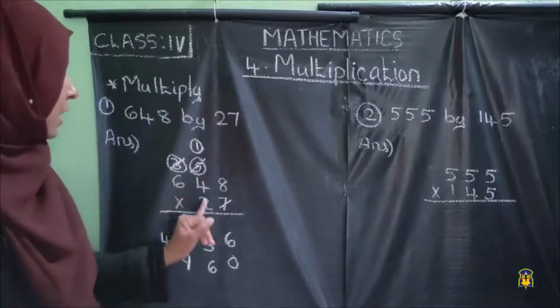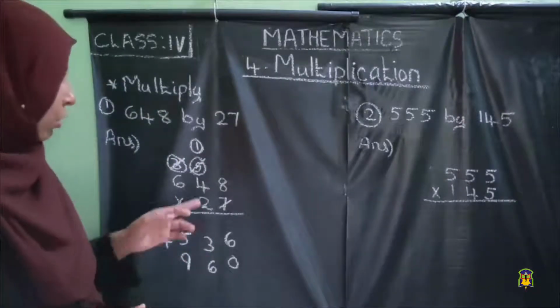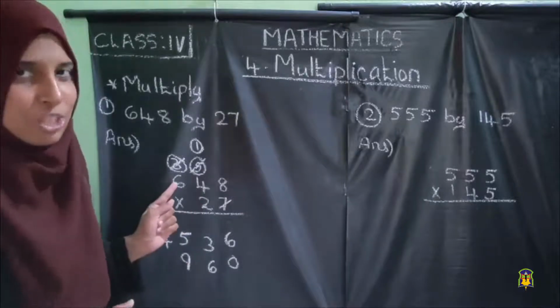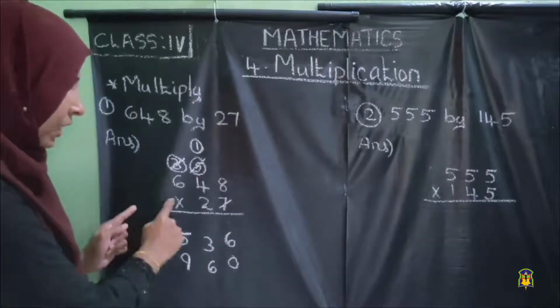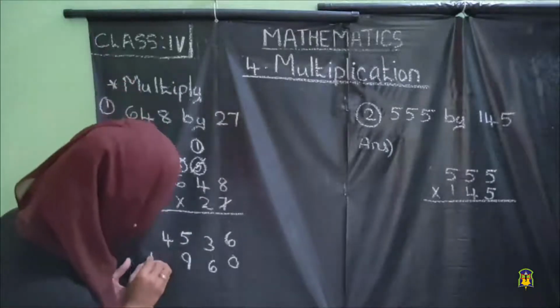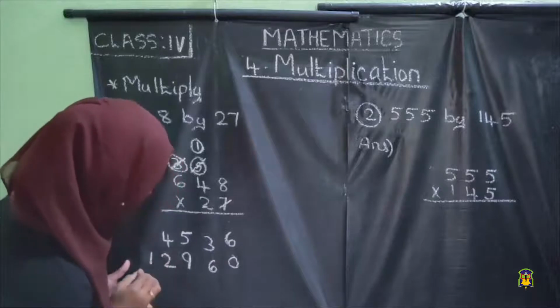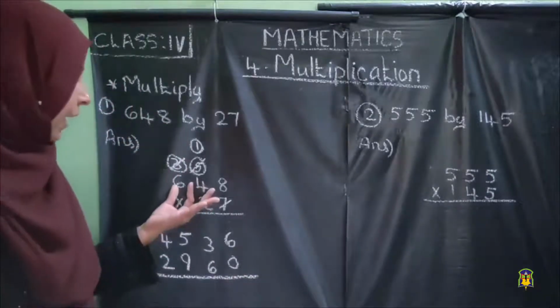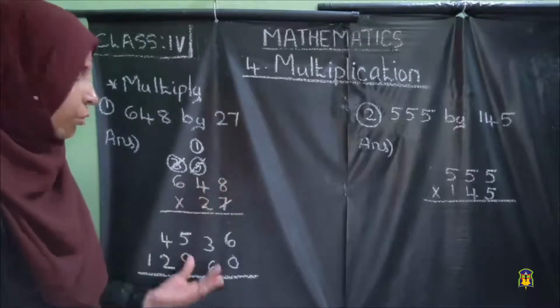Okay, next 2 into 6. 2 into 6 is 12. So there is no other numbers here, so we can write 12 here itself. Okay, so we get the answer after multiplying 648 into 2.